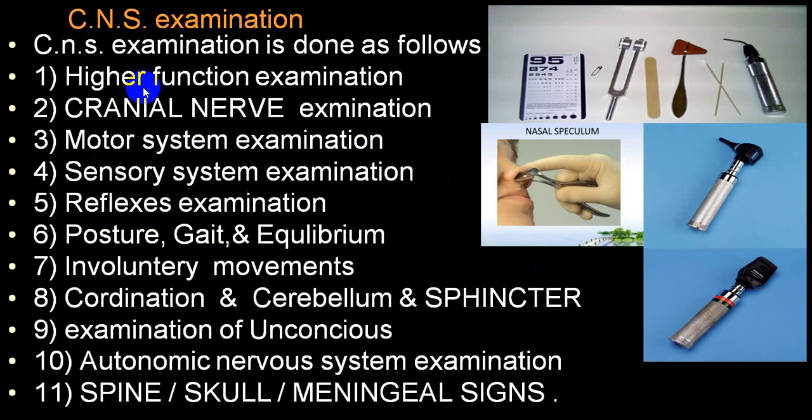And in CNS examination, we know higher function examination, cranial nerve followed by motor system, which will include reflexes, posture, gait, equilibrium, sensory system examination, look for involuntary movement, coordination in cerebellar examination, sphincter, and if the person is unconscious, the examination will change. Autonomic nervous system may be required in some persons. It should also include examination of spine, examination of skull, meningeal signs, and what we call brainstem signs.